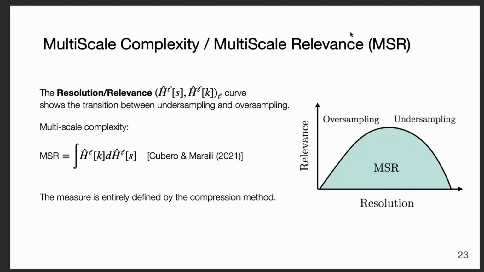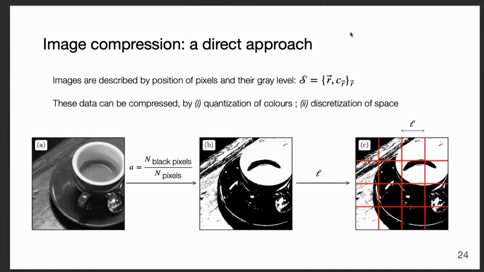So this was just an introduction to this kind of concept. But now if we go back to our images, they are nothing less than a data set of pixels, in that case, each associated with a color, a gray level. And so we can take any compression procedure and look at what we obtain in that MSR, multi-scale relevance, case. Here the compression procedure that we took is, again, thresholding. So we threshold with black and white. In that case, A equals 0.5, but you can take any value and we'll see how it matters later.